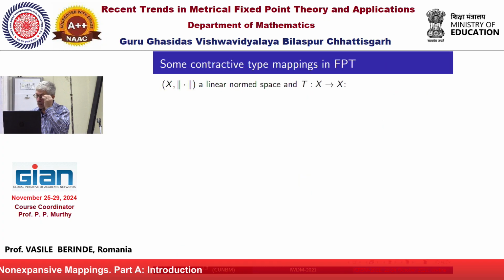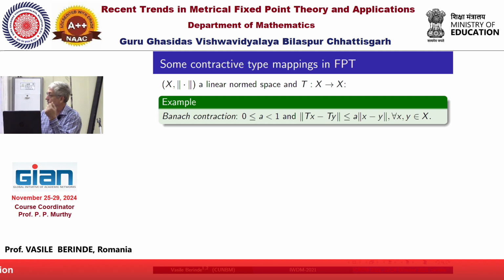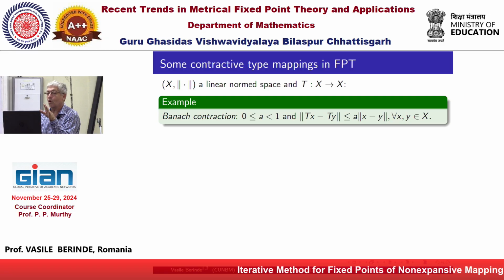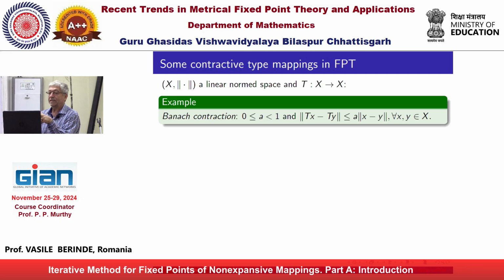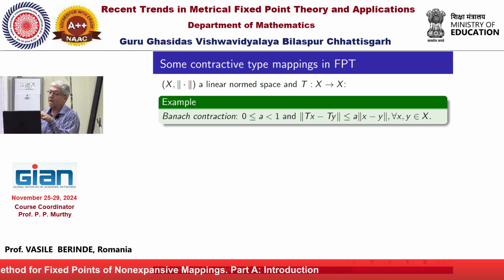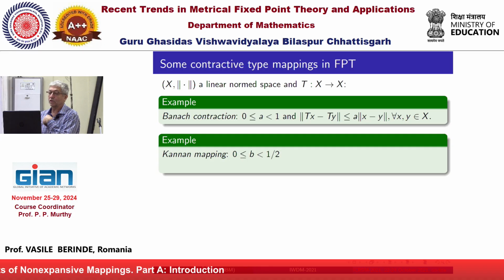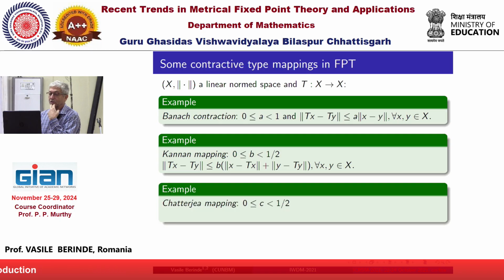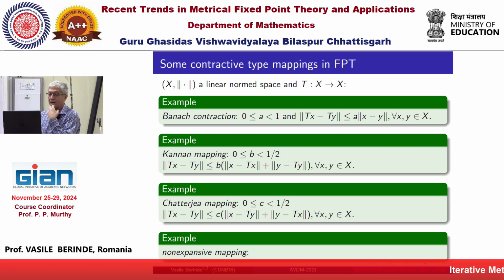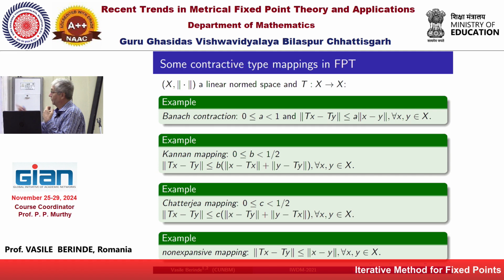So in nonlinear analysis, I just remind you, Professor Murthy reminded you what a nonexpansive mapping is. We should work now in a linear normed space X, with the norm denoted in this way, and a map T is a Banach contraction. We know already it's a Kannan mapping, we already met it. Chatterjea mapping, already met it, and it is nonexpansive if this inequality holds.